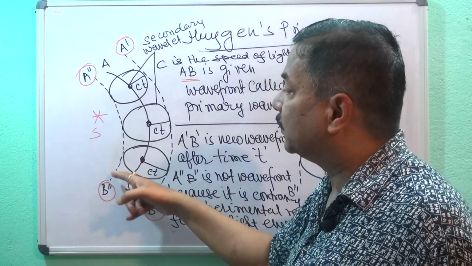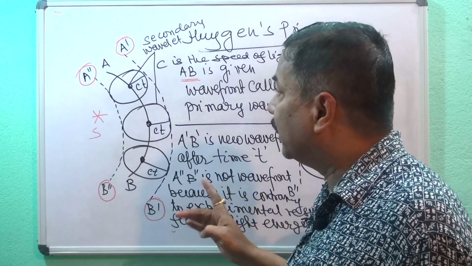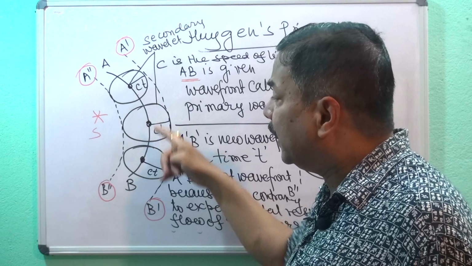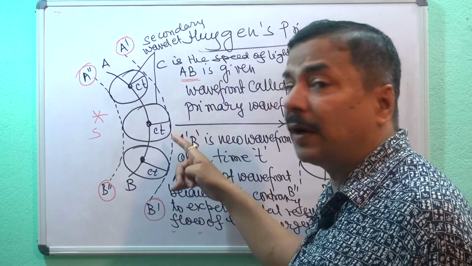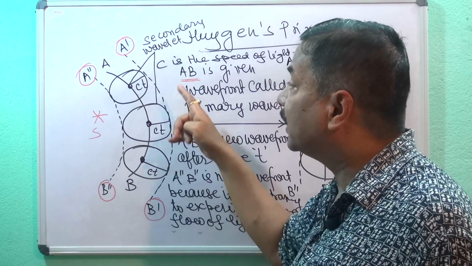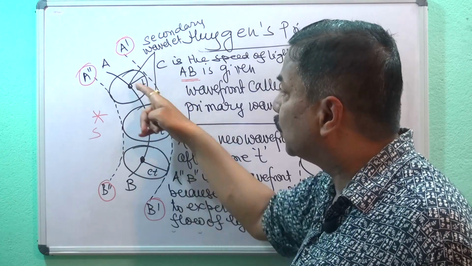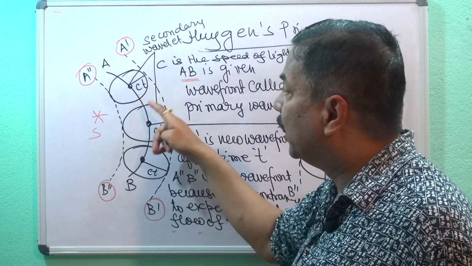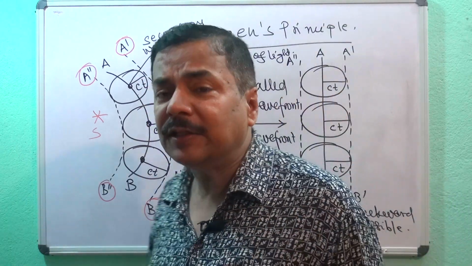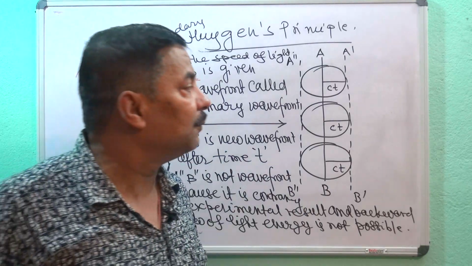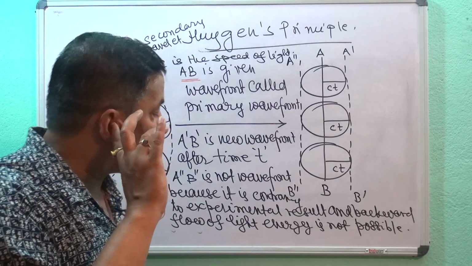This A double dash B double dash is not the wavefront, whereas AB is the given wavefront and A dash B dash is the secondary wavefront after time t. These fresh sources that are emitting new spherical wavefronts are called secondary wavelets. This is the thing that you all should understand very carefully in order to understand the Huygens principle.